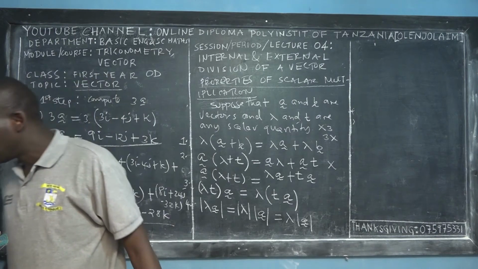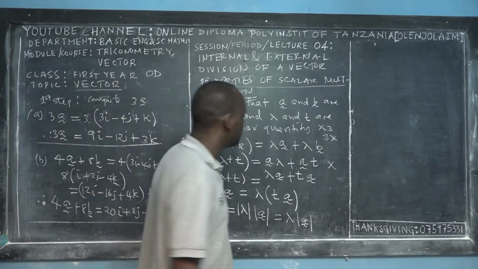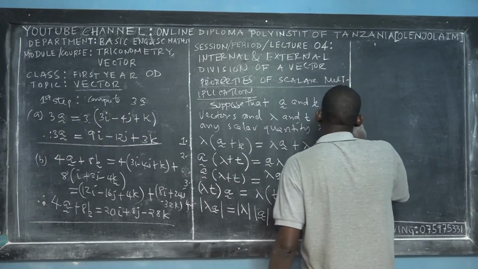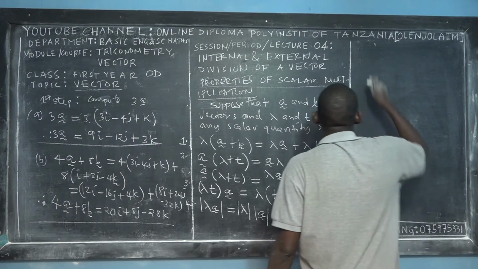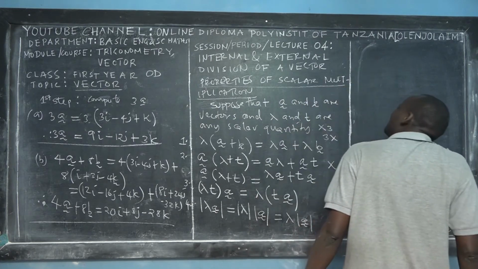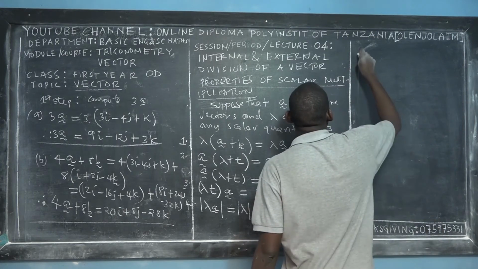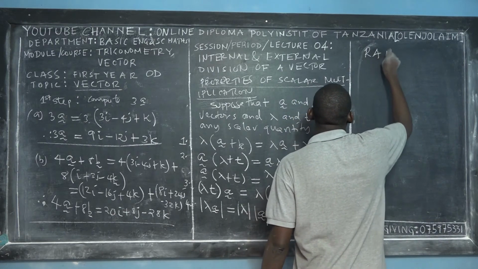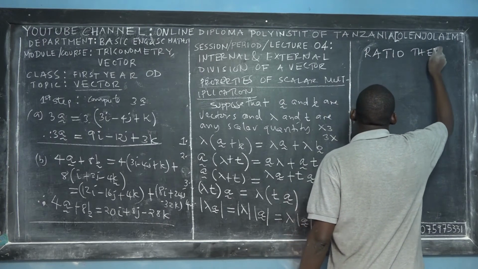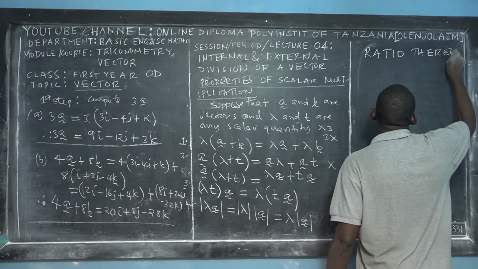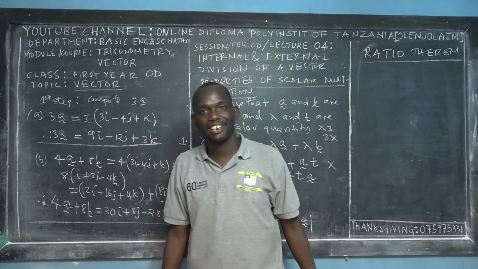Okay, so that's all about these primary issues. Now let me take you into the internal and external division of vectors. It's a little bit challenging concept, and now we are starting to get into the challenging parts of vectors. So let me teach you about the ratio theorem before I teach you about internal division and external division of a vector. Ratio theorem.